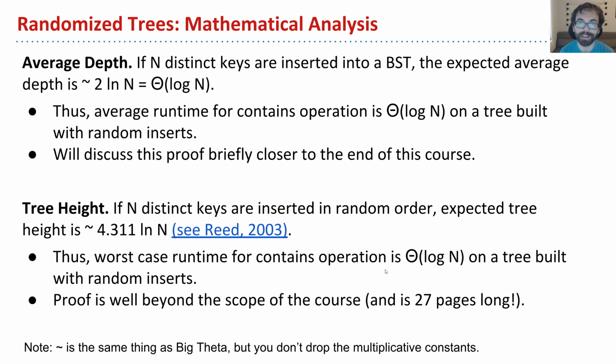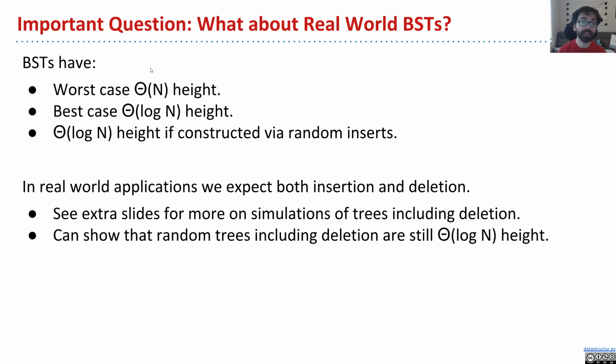So this seems like great news, right? It sounds like we're not really in bad shape. Yeah, you can get spindly trees, but random trees are fine. Whereas the worst case for a binary search tree is theta n, if we randomly insert things into a tree, we end up at our best case theta log n. Now, one potential issue is that, of course, in the real world, you expect our trees to have insertion and deletion. If you're curious about that, you can see the extra slides where we discuss a simulation that also includes deletion. But the end result is that random trees, even if we're randomly inserting and deleting, are still theta log n height.